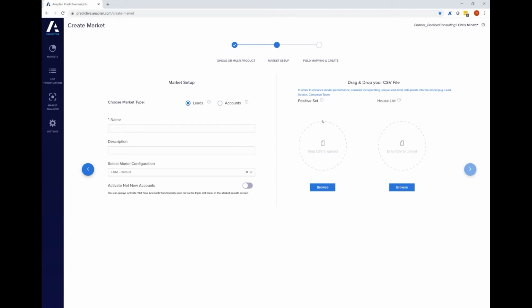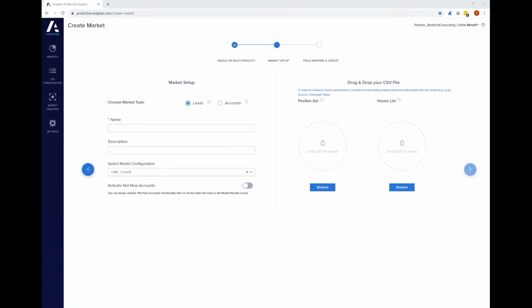And then we're comparing that versus what we call the house list. So that is your total universe of potential targets that might sit in your CRM system, for example. So obviously, ideally, that would be a lot bigger than the positive set, and that's the important list that we're going to get scores for. For example, if you're trying to optimize the marketing funnel, then the relevant house list would be all of the leads that are in your marketing platform, for example.